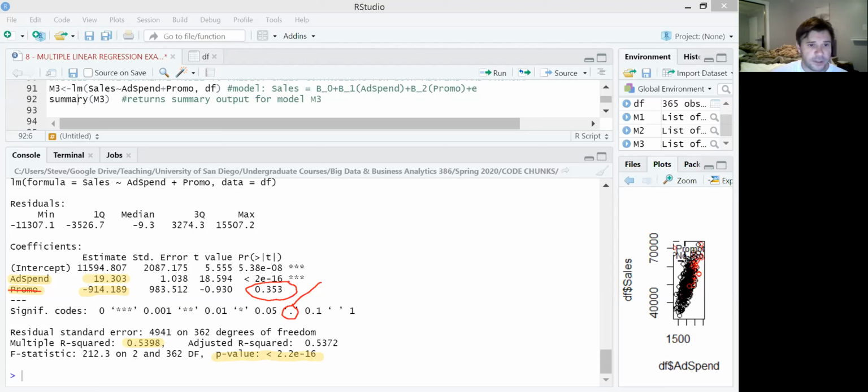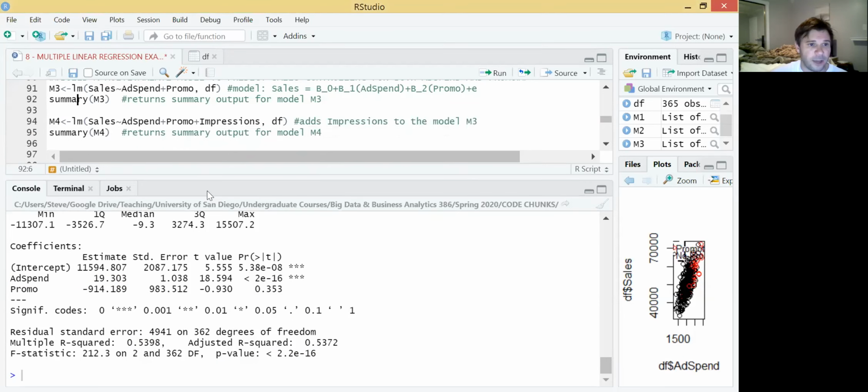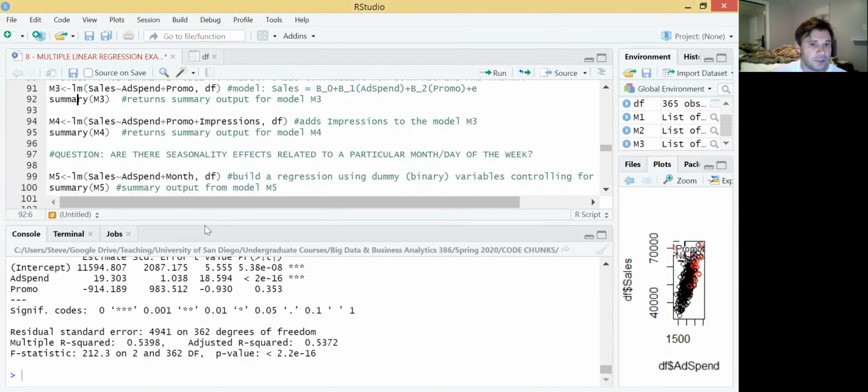So the conclusion at this point is really to the extent that whether or not promotion is significantly helping sales, it does not really seem to once we have controlled for ad spending as well on the right-hand side.